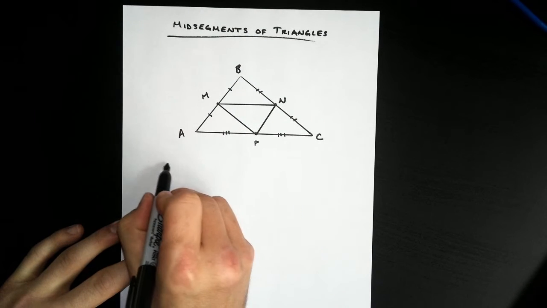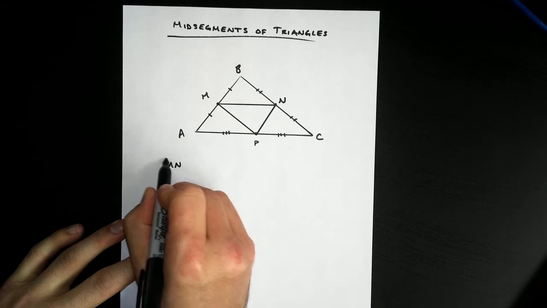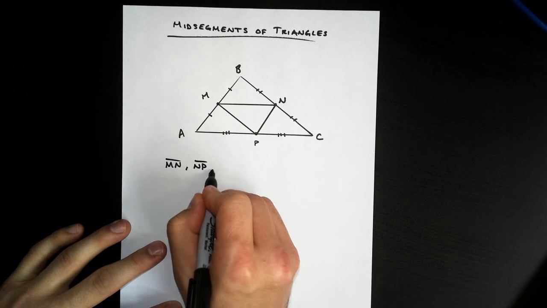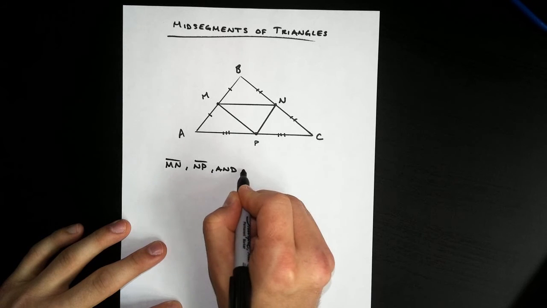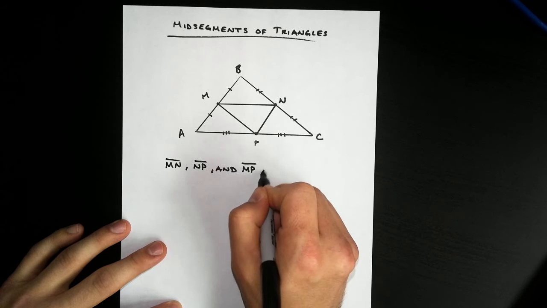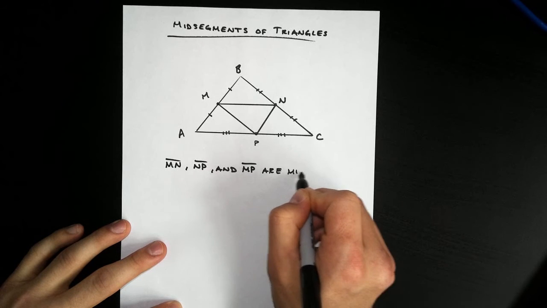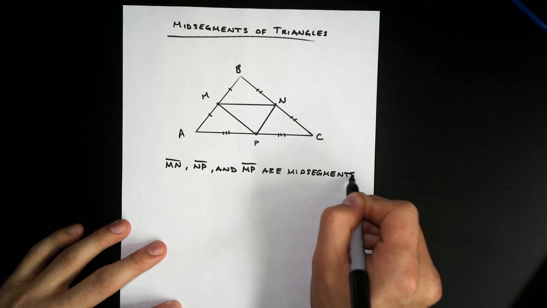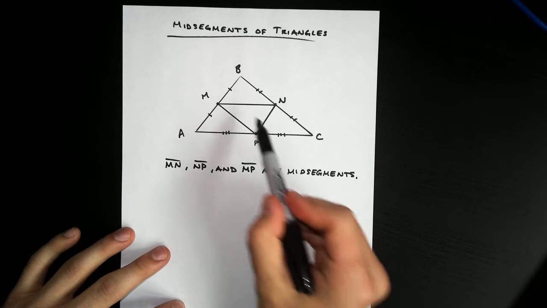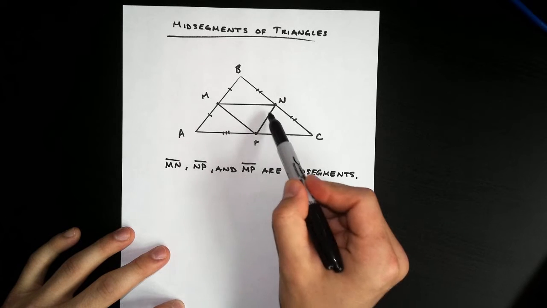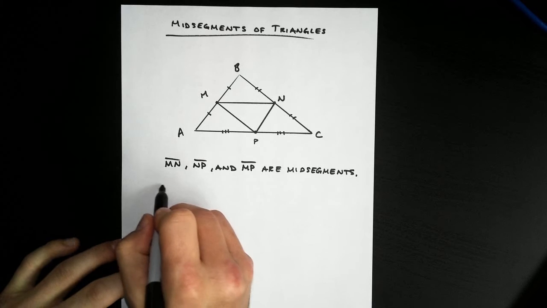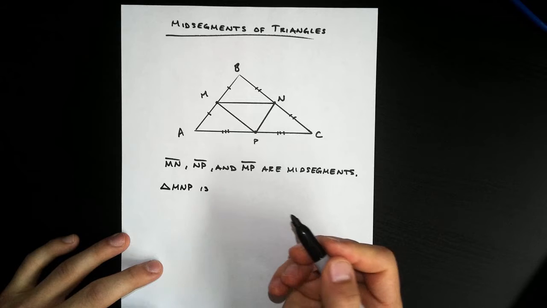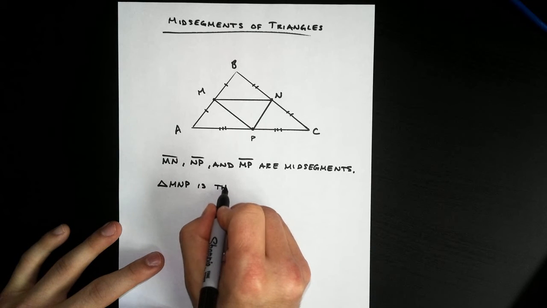So in our drawing here, MN and NP and the segment MP are all midsegments. And together, those three midsegments, as you can see, they form a little triangle. So triangle MNP is what we call the midsegment triangle.